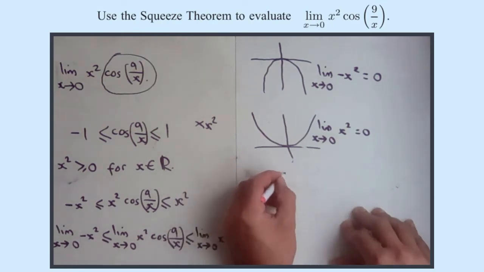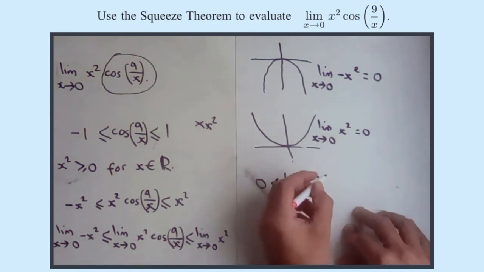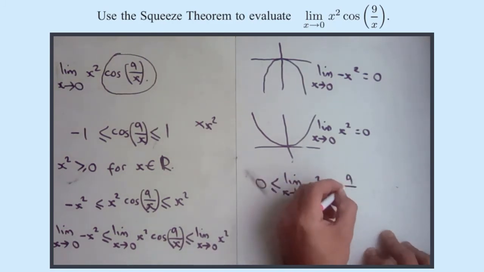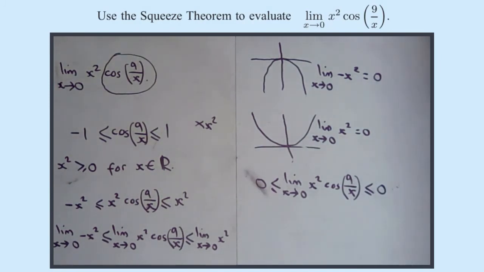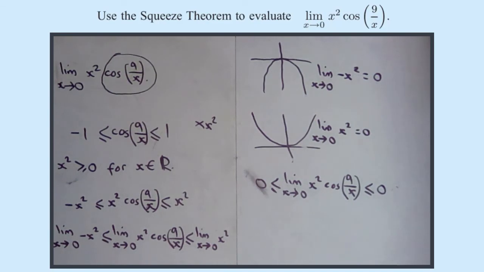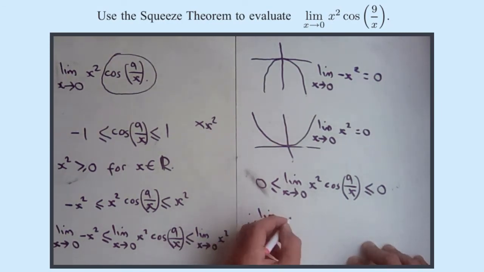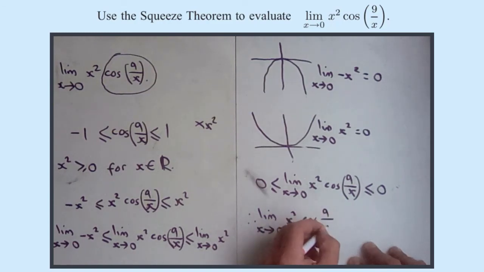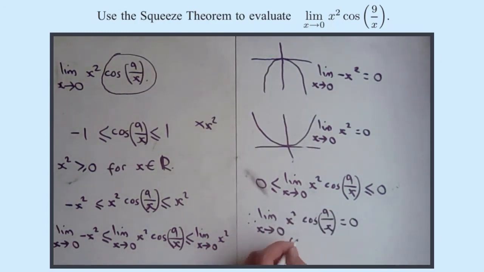0 is less than or equal to the limit as x approaches 0 of x squared cos 9 over x, which is less than or equal to 0. So now clearly this middle thing must be 0, and the reason is the squeeze theorem. So the limit as x approaches 0 of x squared cos 9 over x must equal 0, and you should write it's because of the squeeze theorem.